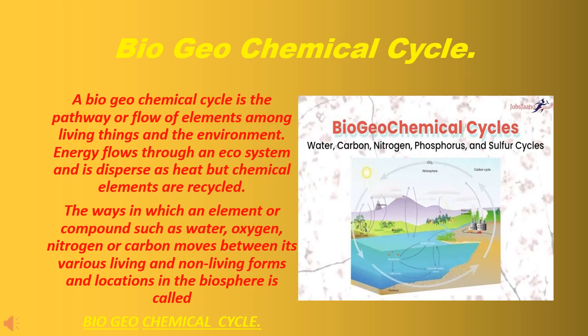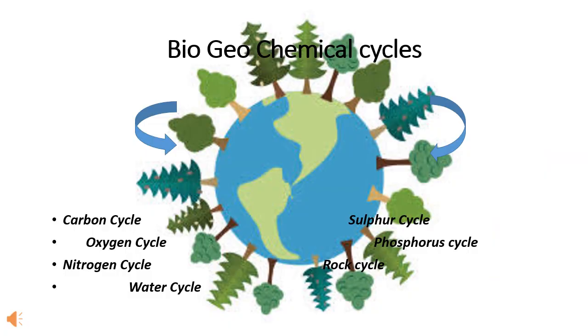The ways in which an element or compound such as water, oxygen, nitrogen, or carbon moves between its various living and non living forms and locations in the biosphere is called a biogeochemical cycle. Names of biogeochemical cycles: carbon cycle, oxygen cycle, nitrogen cycle, water cycle, sulfur cycle, phosphorus cycle, and rock cycle.